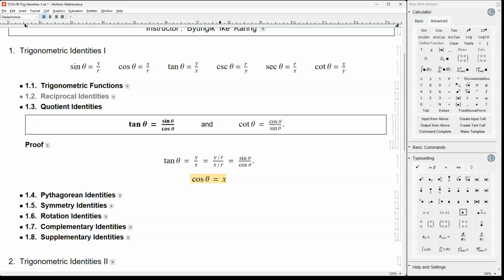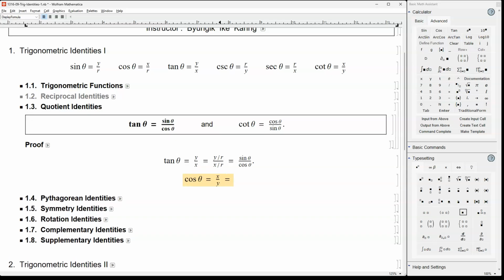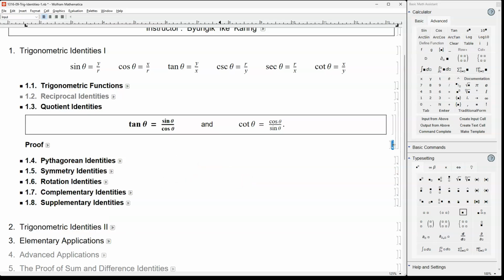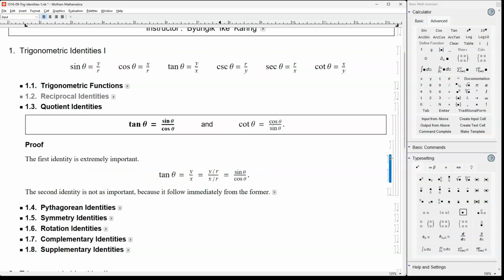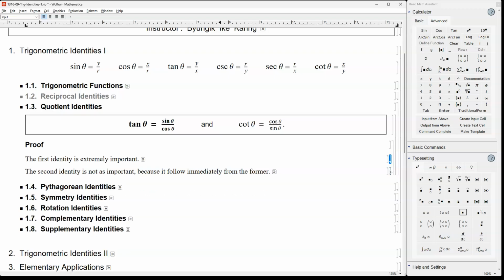Cotangent is x over y, and then apply the same thing, x divided by r, and then y divided by r. Dividing the same thing from both numerator and denominator, so no change took place. Cosine of theta over sine of theta. So that's a proof. And to me, that's the most desirable proof, but there are alternative methods. Yeah, this one we just discussed.